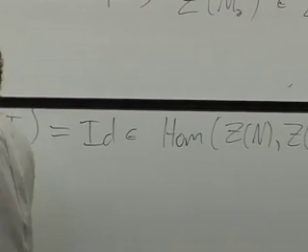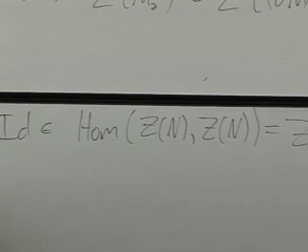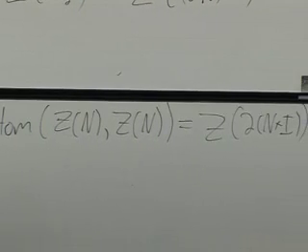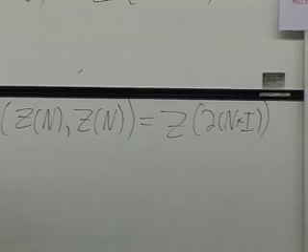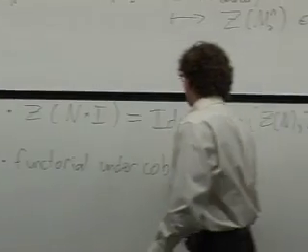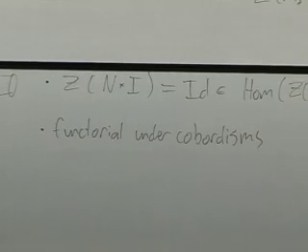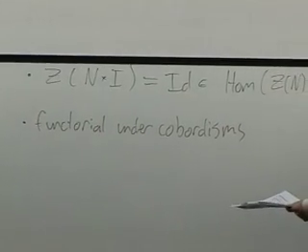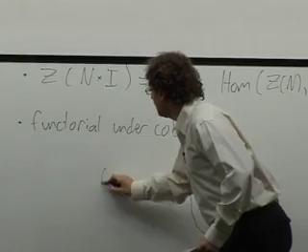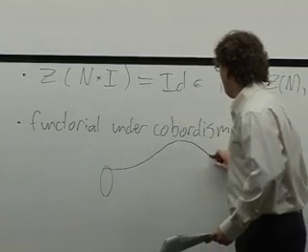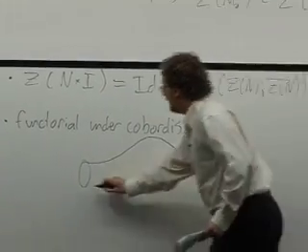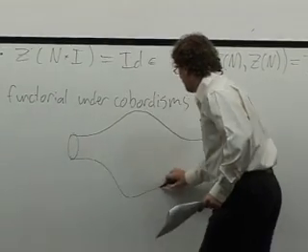And most importantly, I'd like to say that this assignment should be functorial, so under cobordisms. And what does this say? We're going to look at the following kinds of picture. Suppose I give you an n manifold with boundary.